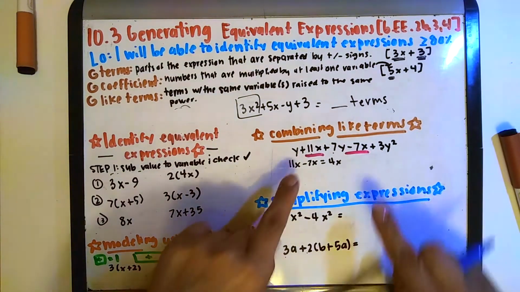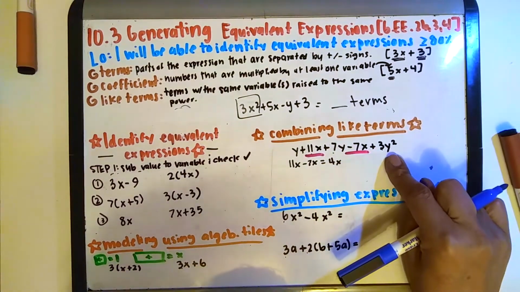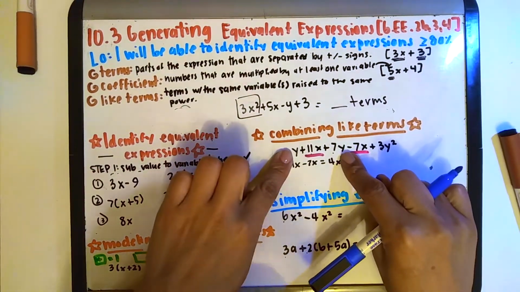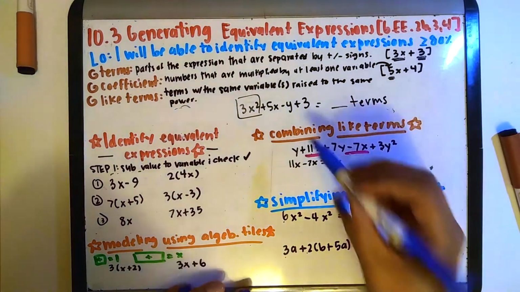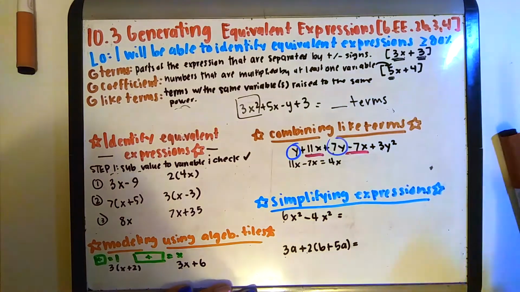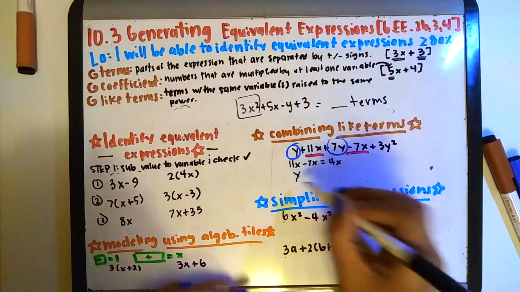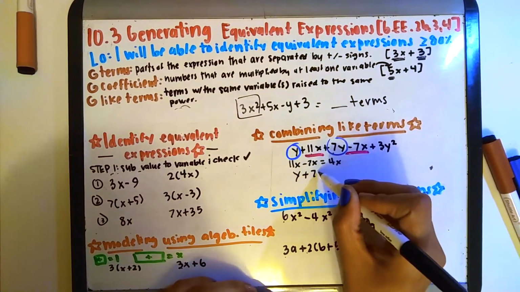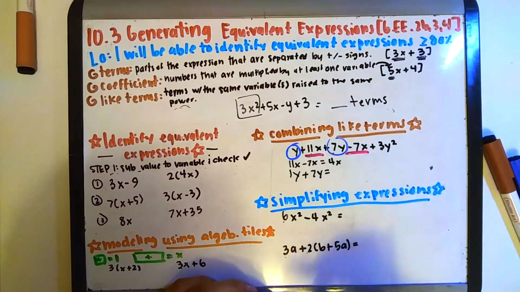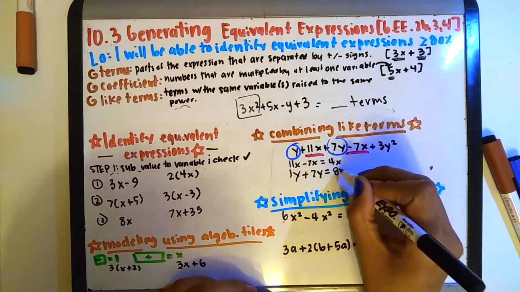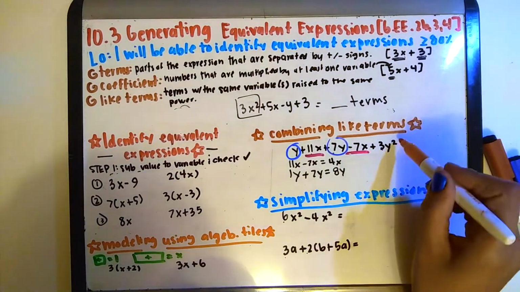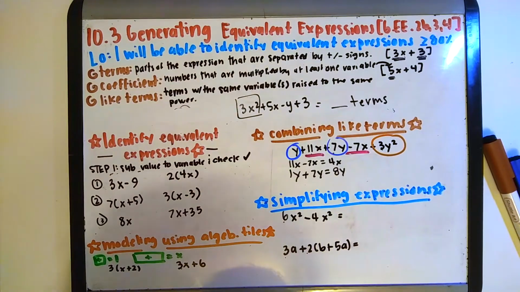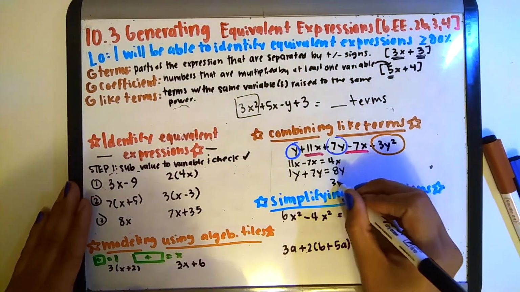So y's, I have those 3, but this one is raised to the second power, and these are not raised to the second power. So then I'll start with the lowest power. So then I can combine these two right here. So then I have y plus 7y. Remember there's a 1 in front of the y, so that will be 8y. And then lastly, I have this right here. That one is on its own, so then I'm done. So then I have 3y squared.